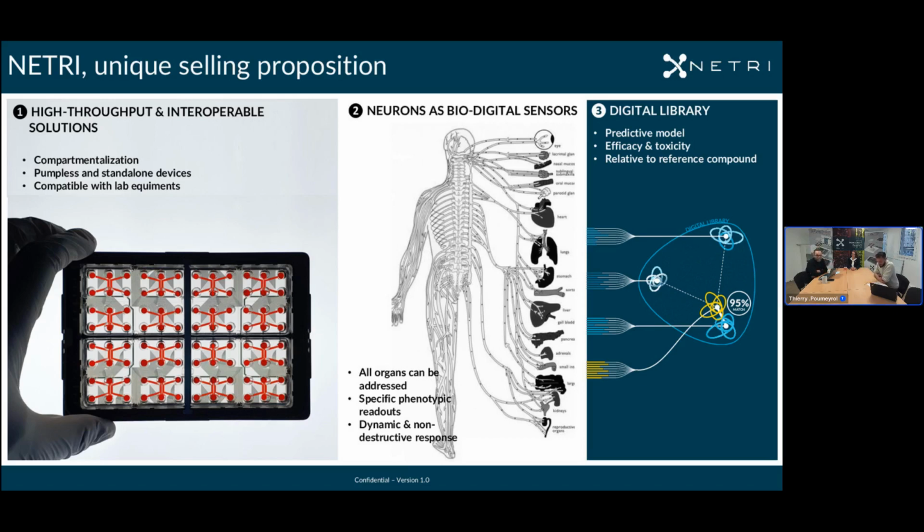The idea also, in addition to the user-friendly and repeatable devices and chips that we produce, is the ability to use, as Hélène explained, the neurons as biodigital sensors. That means that we already address quite a few organ cell cultures through our devices, and the ability to test efficacy or toxicity, as an example.